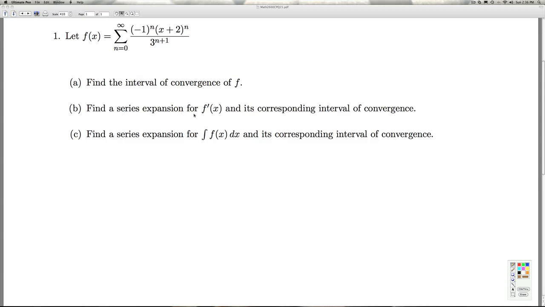Part B, we're asked to find a series expansion for f prime of x and its corresponding interval of convergence. All right, so f prime of x, we've taken the derivative of f of x, so we're taking the derivative of this power series.